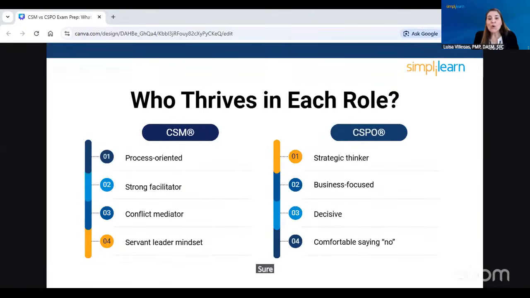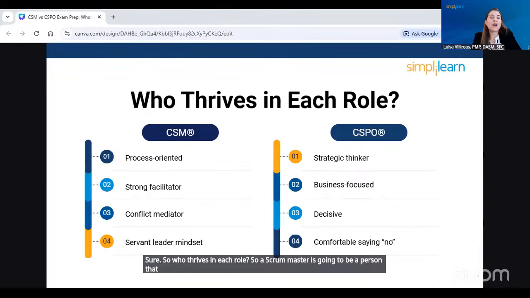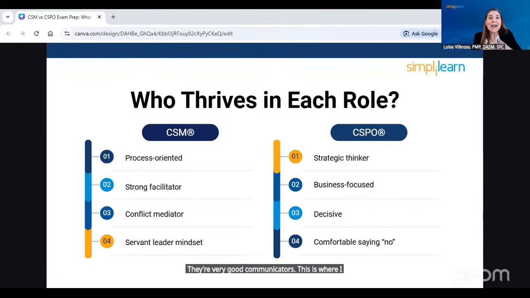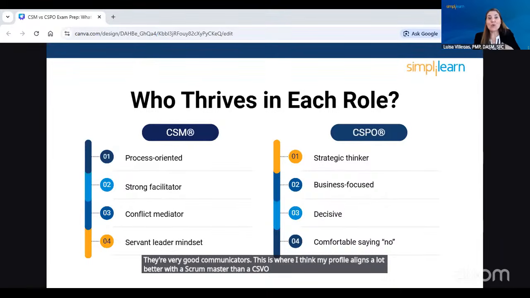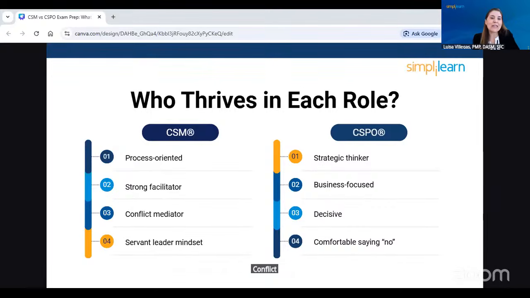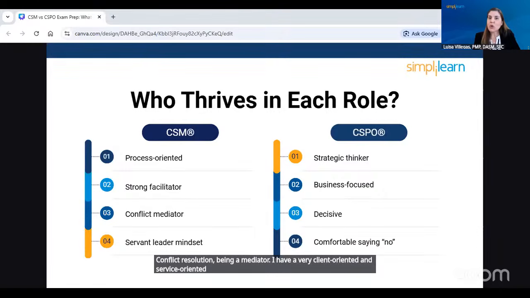Sure. So, who thrives in each role? A Scrum Master is going to be a person that is very process oriented. They tend to like structure, they like understanding rules, boundaries. They're very good communicators. This is where I think my profile aligns a lot better with a Scrum Master than a CSPO, because I do have very strong communication skills. Because of my political science background, I understand diplomacy, conflict resolution, being a mediator. I have a very client-oriented and service-oriented mindset. So I have the servant leadership approach that is very much needed for a Scrum Master.